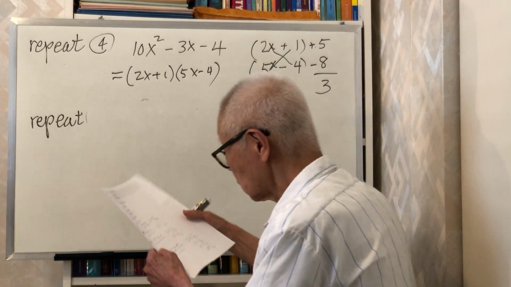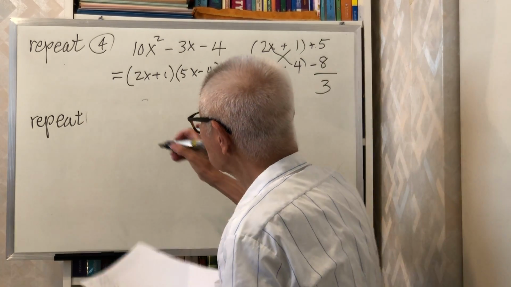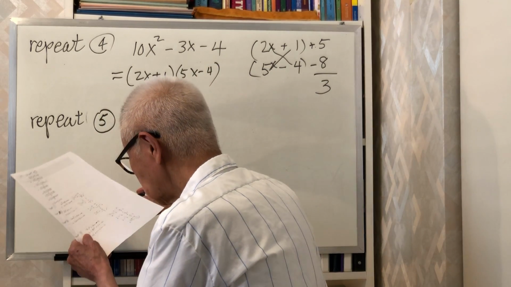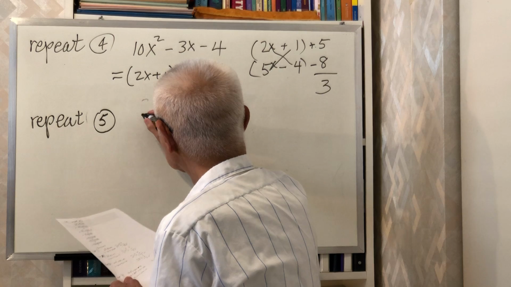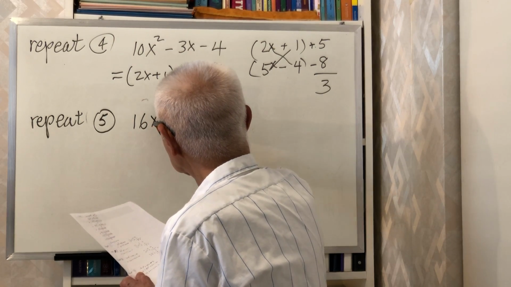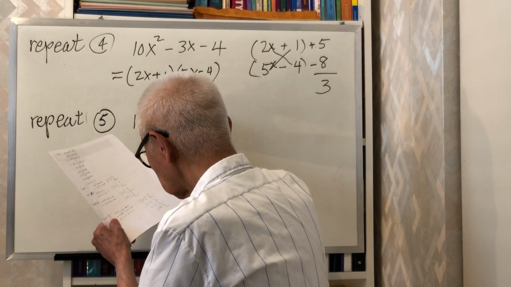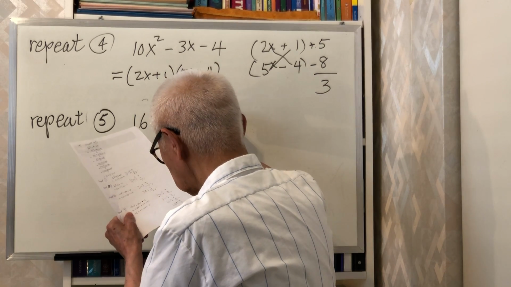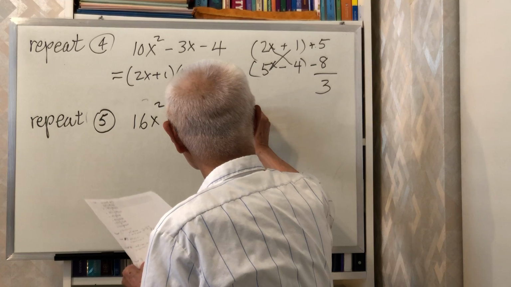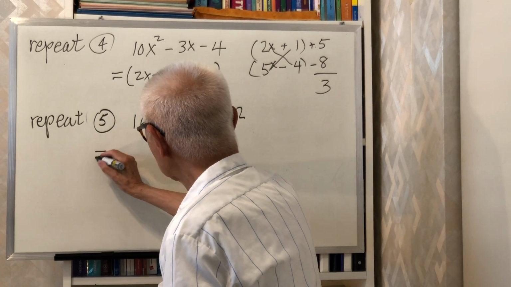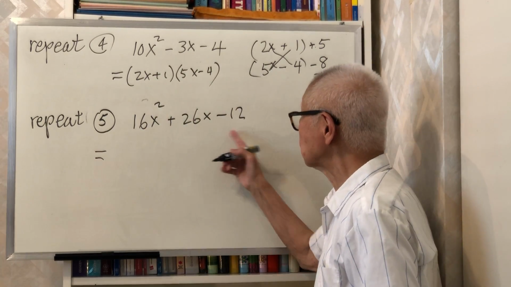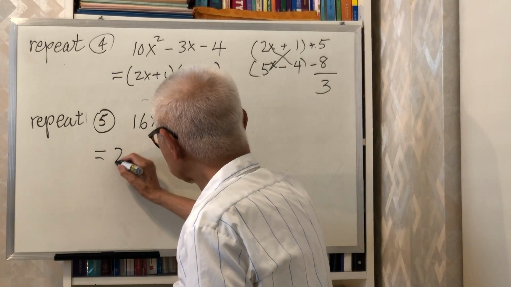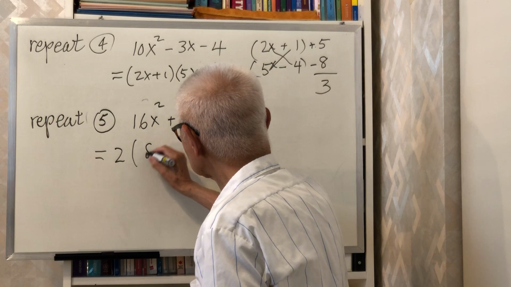Let's repeat number 5. Example 5. This is as before. First, you have to factor out the factor 2, because there is a common factor 2, so you must factor out the common factor.